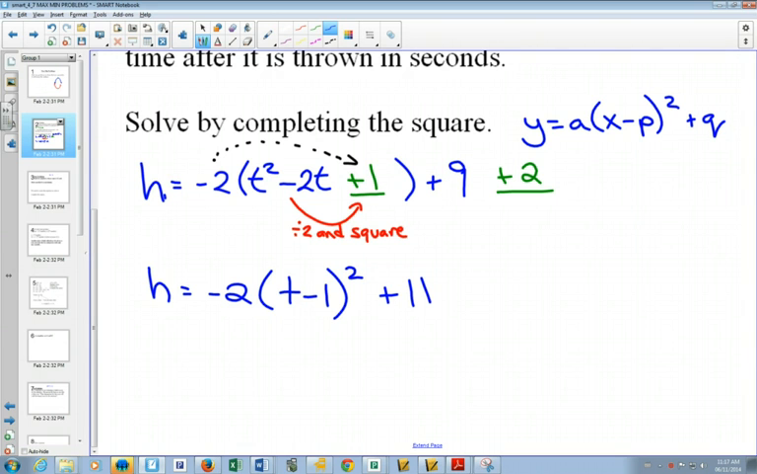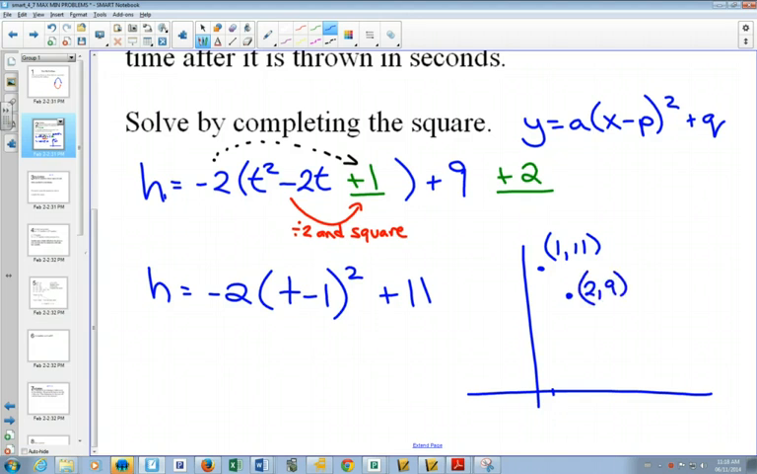What's our vertex? One comma 11 would be our vertex, right? That's just the vertex. Which way does it go, up or down? Down because of the -2, which means we can go over 1, down 2. That would put me at the point 2 comma 9. If I went over 1, down 2 the other direction, I would have 0, 9.